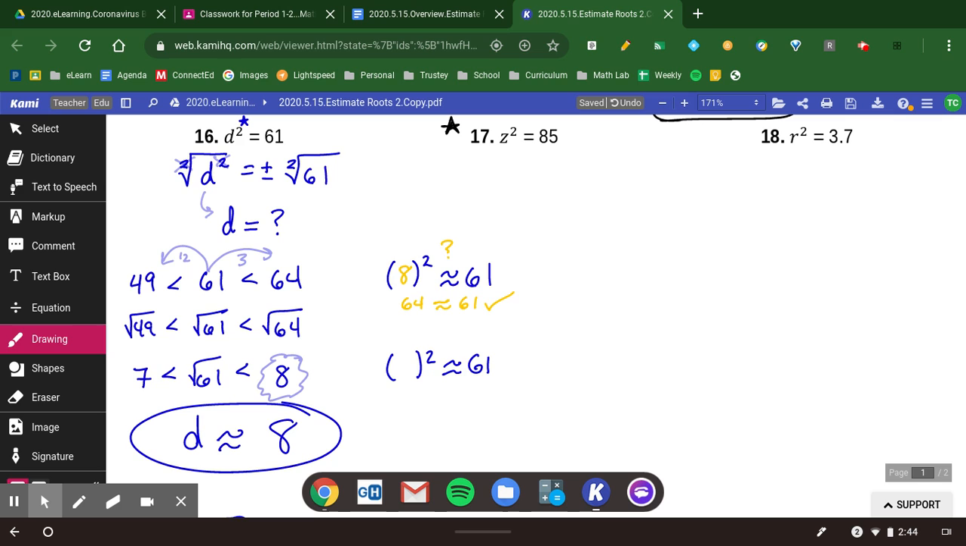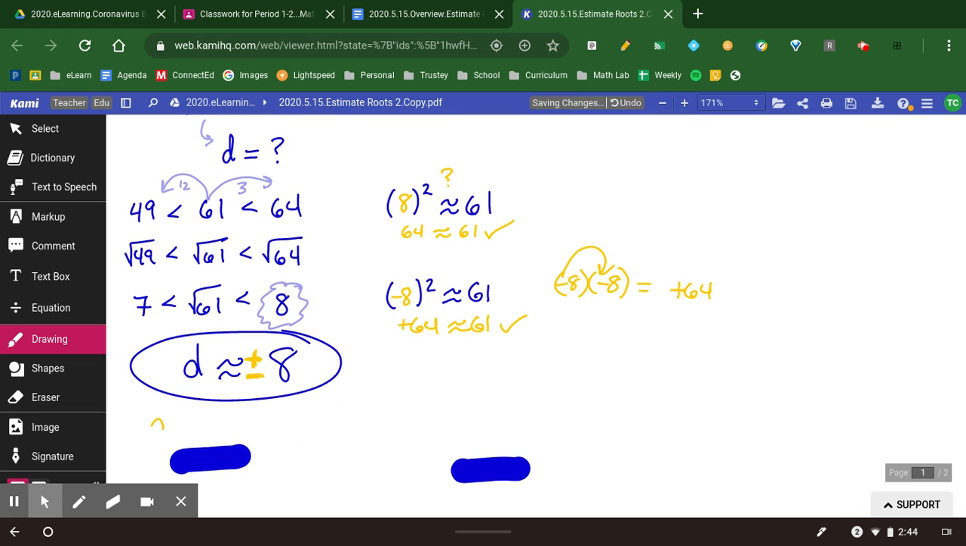However, is there another integer for which that would work? If you notice, if we were to multiply -8 times another -8, well, 8 -8s would be -64, but this actually tells us to take the opposite of all those -8s. Well, darn. 64 is also about 61. So that is why we have to say there is not just one answer, there are 2 possible solutions. You are welcome to write D is about 8 or D is about -8.